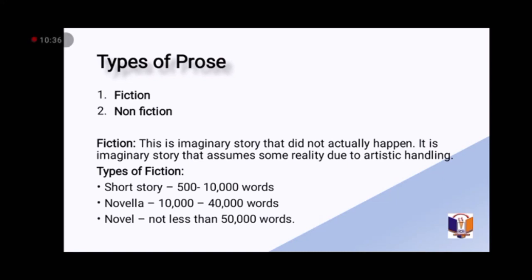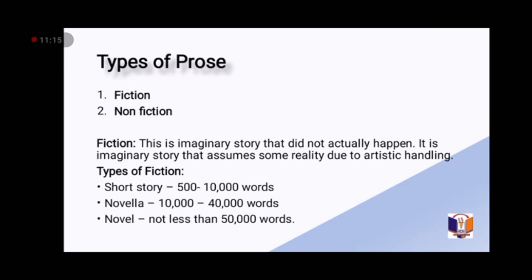Then there are types of fiction. We have short story, we have novella, and then we have novel. Short story is a straightforward story with a simple plot and few characters, and it has about 500 to 10,000 words. Then we have novella. That's the second type of fiction. Novella is another type of fiction that contains about 10,000 to 40,000 words. Novella is a short story that does not exhibit characters at great length, and so lacks the full qualities of a novel. That is novella for you.